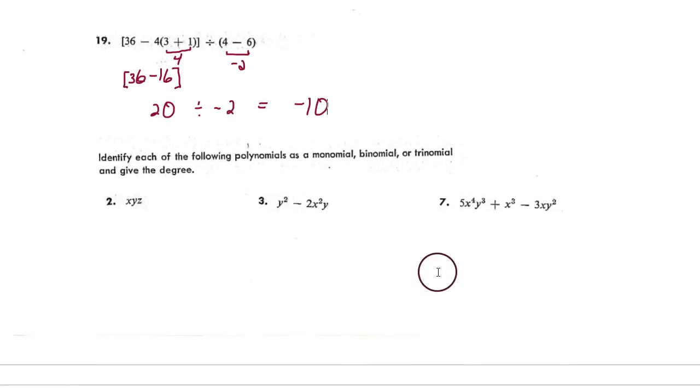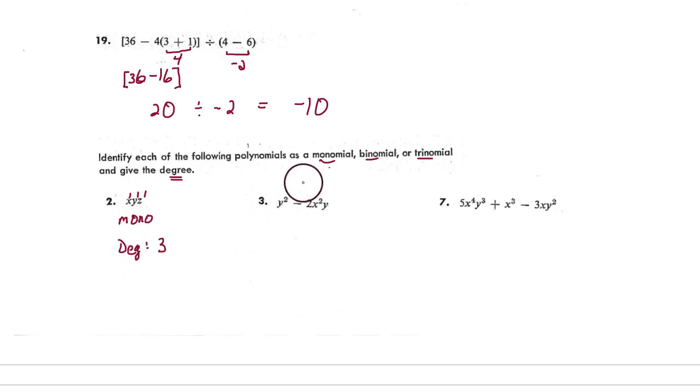Next, identify using the word monomial, binomial, or trinomial. After you do that, figure out the degree. Number 2 has no plus or minus signs that separate into terms. This has only one term, so it is a monomial. Now its degree is the sum of all the exponents. 1, 1, and 1. This is degree 3.